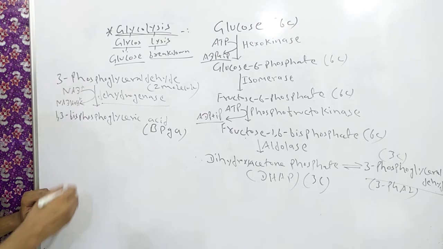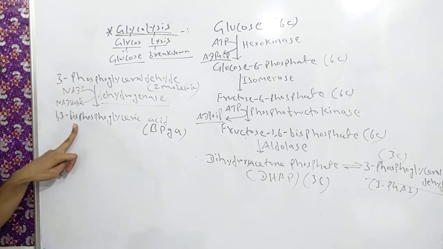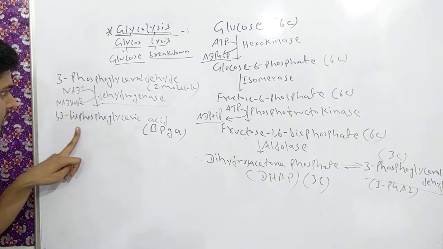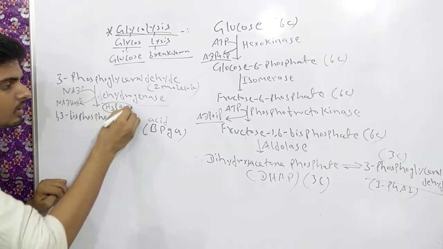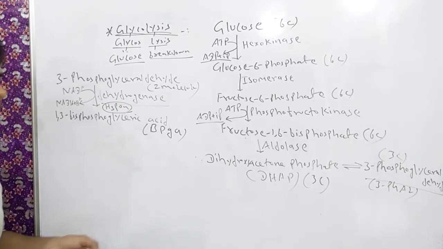Okay, and from where is the phosphate coming? It is coming from H3PO4, meaning phosphoric acid. From phosphoric acid this phosphate is coming, it is added to the phosphoglyceraldehyde and is forming 1,3-bisphosphoglyceric acid.